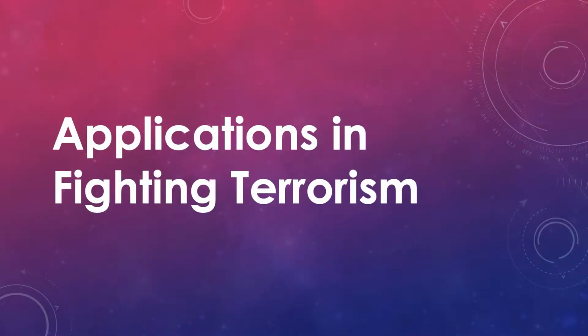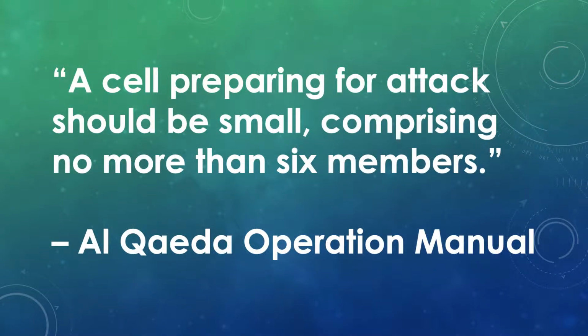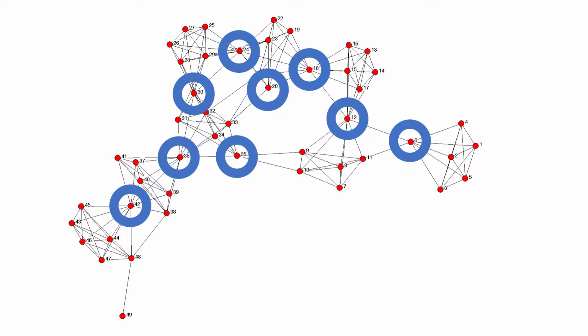Now, social network analysis is also very useful in fighting terrorism. Let me quote you a line from the Al-Qaeda Operation Manual. A cell preparing for attack should be small, comprising no more than 6 members. This image is an actual representation of an Al-Qaeda network. Notice how you have small clusters, cells, that are connected to an adjacent cluster only through one person. Now, those people are key individuals because they connect one cell to another. They have what we call a high betweenness score.